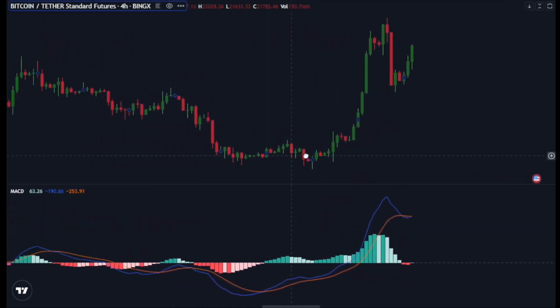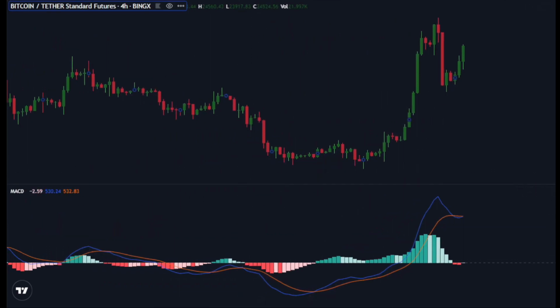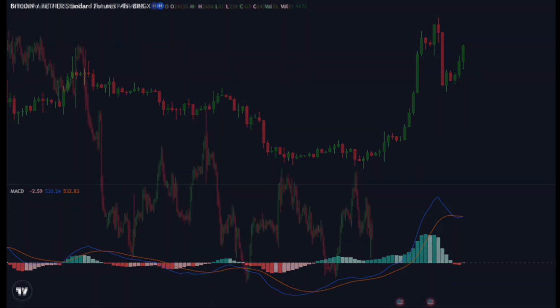The MACD is a versatile and widely used indicator, but it is not infallible, as we can see in the graph. And traders should always use it in conjunction with other indicators and analysis tools to filter entries.